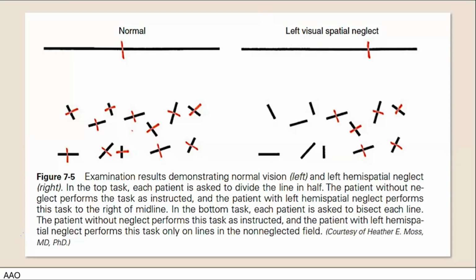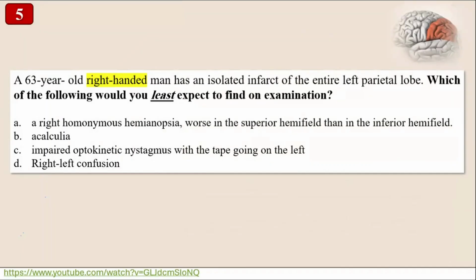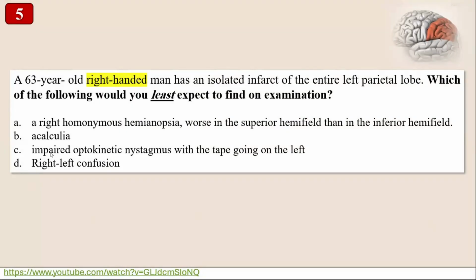Last thing about this MCQ: this point, impaired optokinetic nystagmus with the tape going to the left. This is true, this is correct. What's the meaning? Let's discuss this point further.